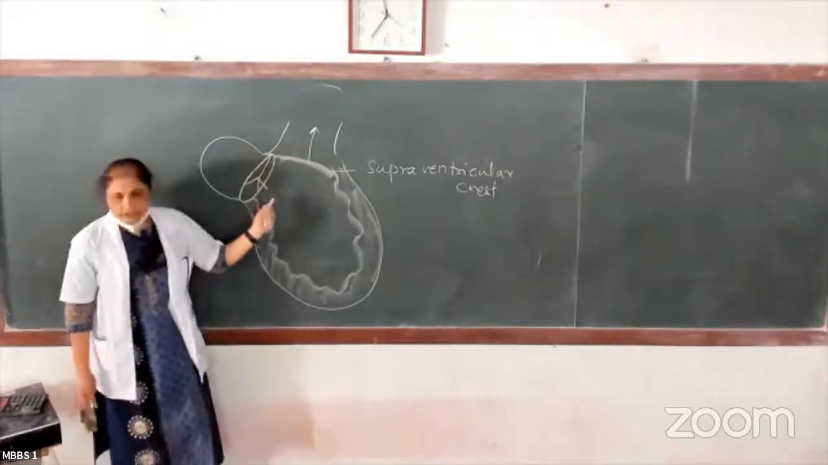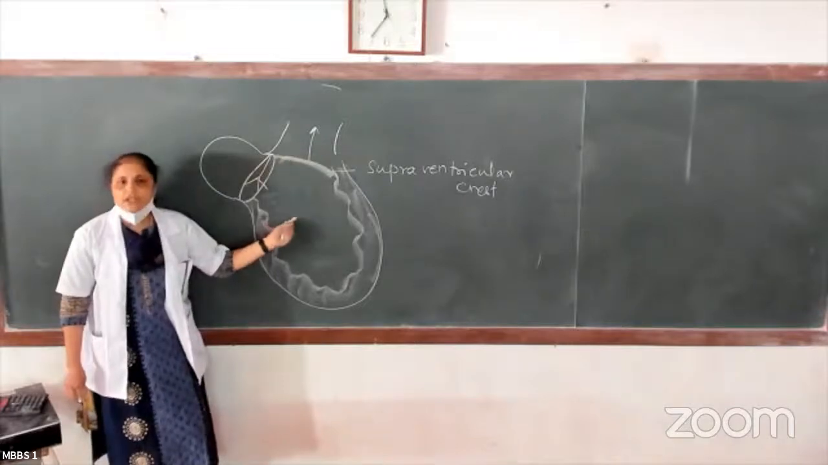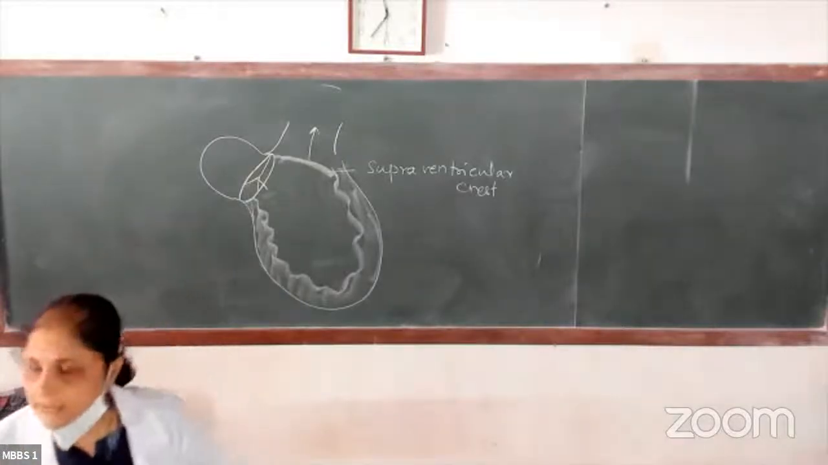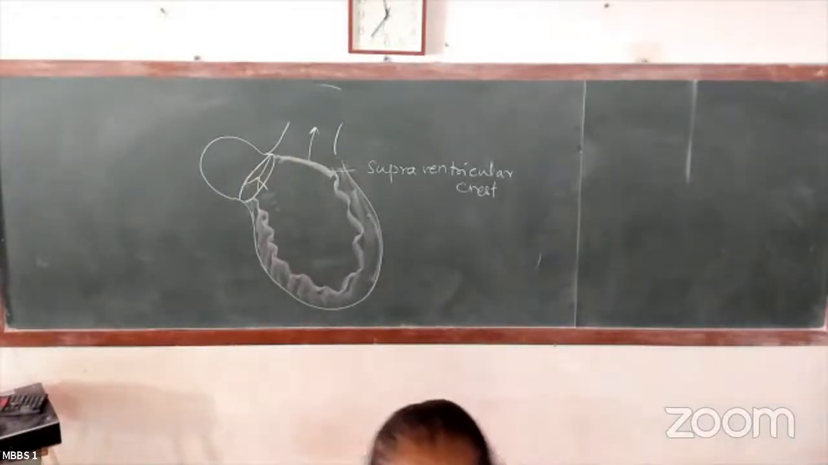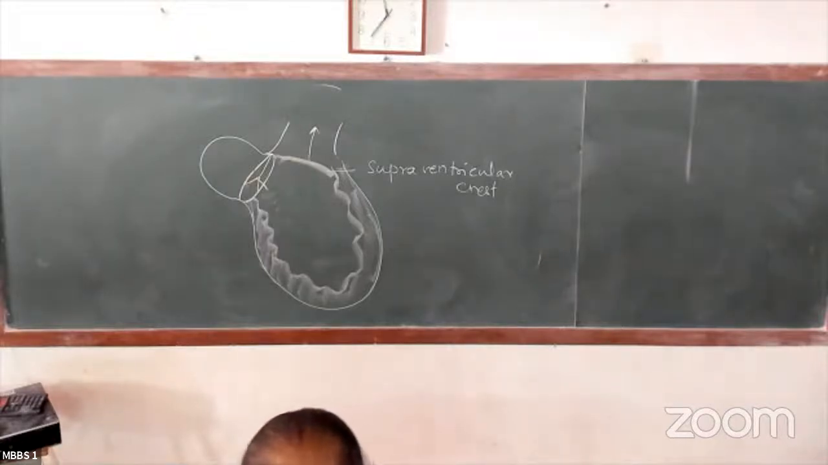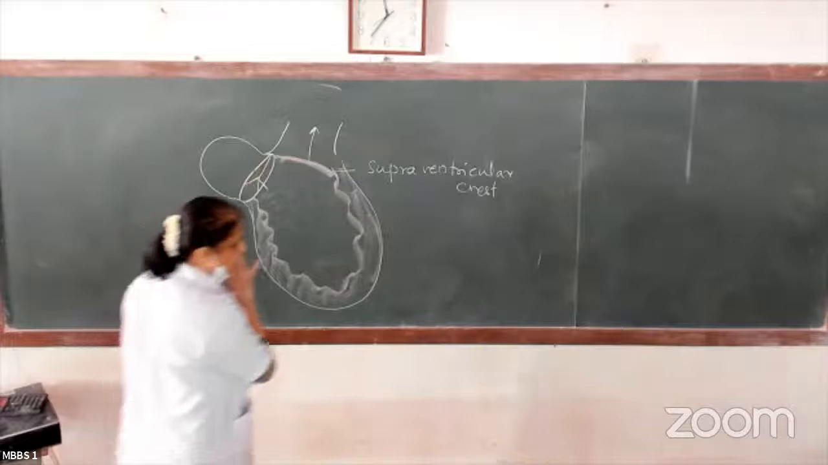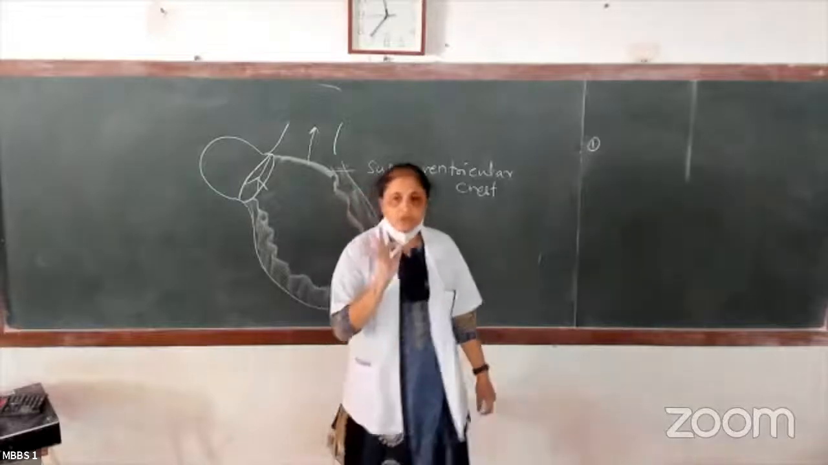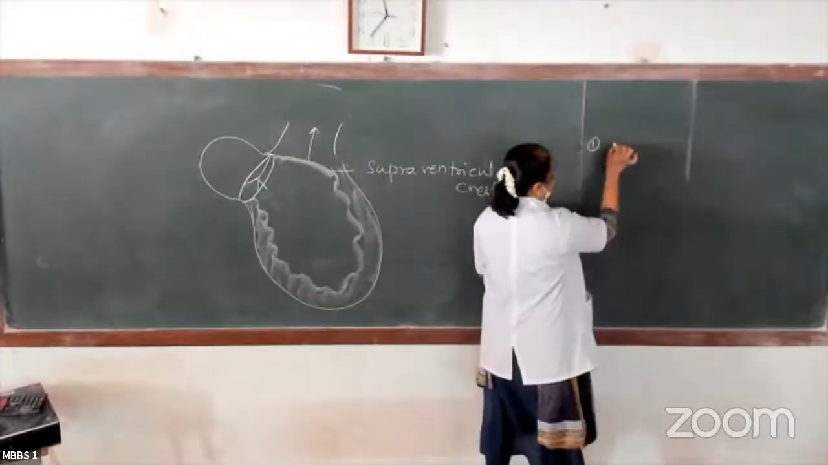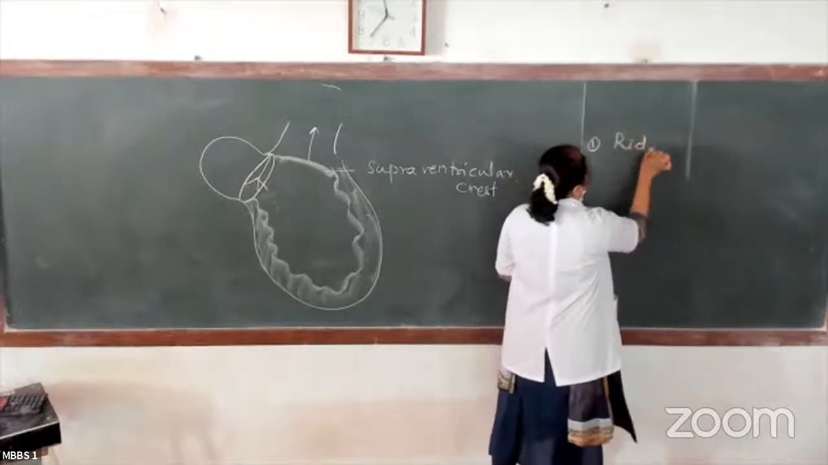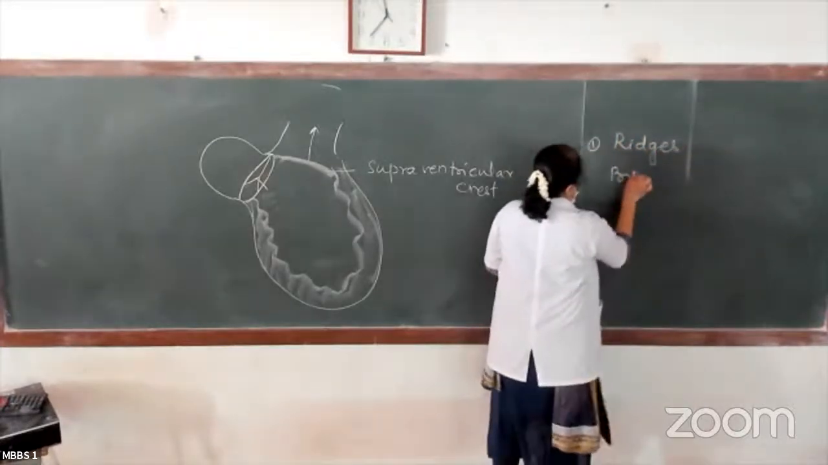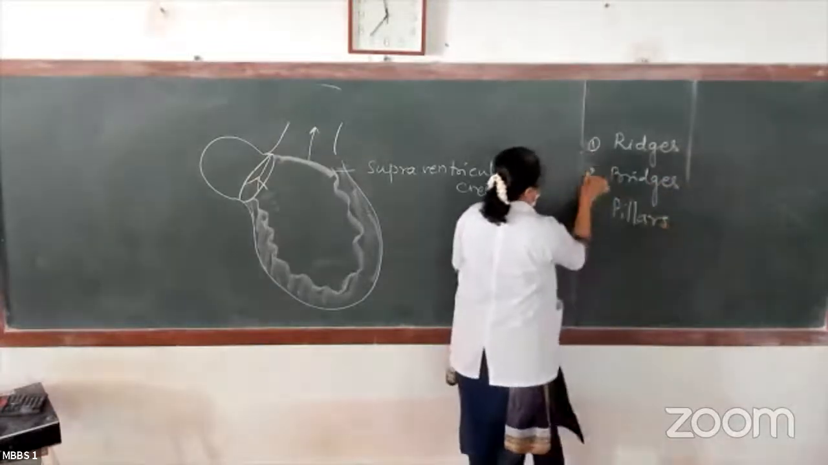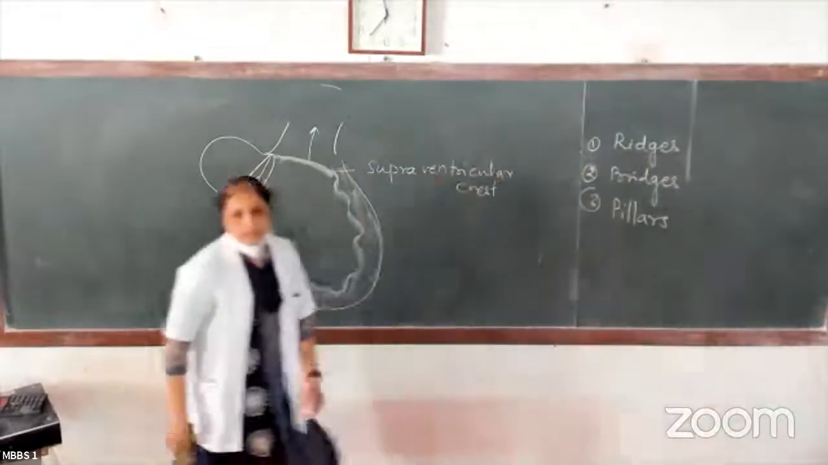Now we will concentrate on the incoming or inflowing rough part. In the inflowing rough part, I can see there are multiple elevations and depressions. These are no doubt muscular, and they are divided into three types: the ridges, the bridges, and the pillars. There are three types of elevations which are seen.